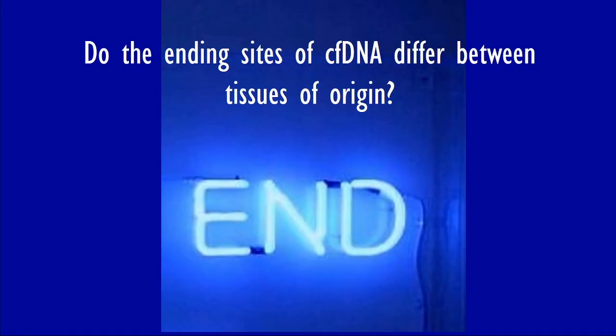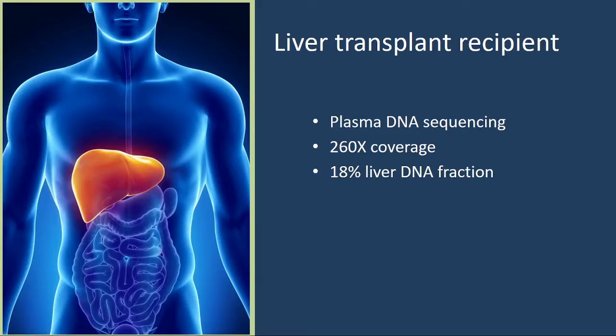So we asked a very interesting biological question. If the DNA molecules are of different length, maybe the tumor-derived DNA has different ending sites in the genome compared with the non-tumor DNA. So we asked, do the ending sites of cell-free DNA differ between different tissues of origin? And so we used samples from patients who have received liver transplant. Because of liver transplant, we can use the genotype differences between the donor and the recipient to identify which DNA molecule came from the liver and which DNA molecule did not come from the liver.